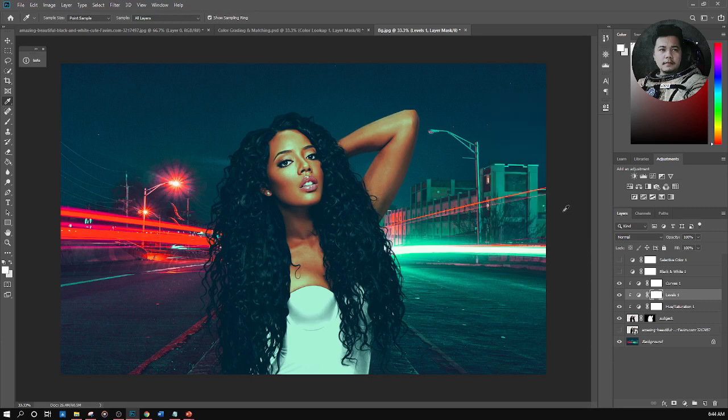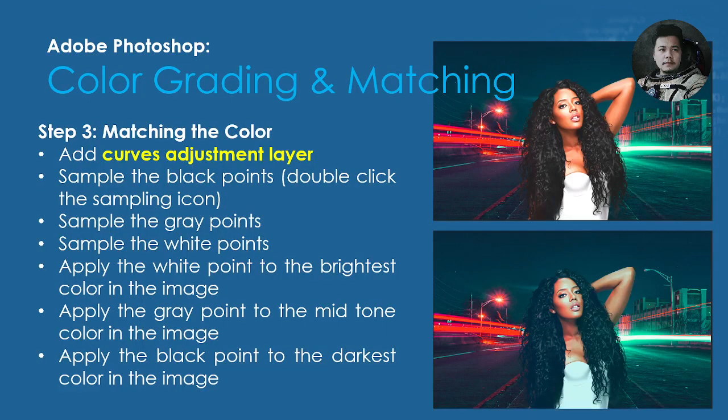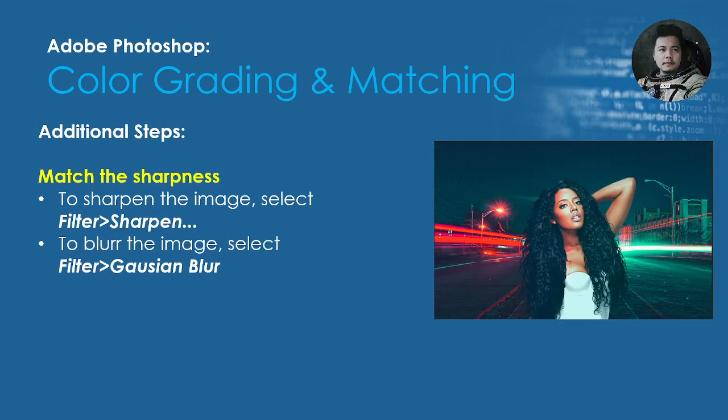Okay. All right. So as far as color grading and color matching goes, this is already working. This is already perfect. However, since this is a composition, let's continue. So there are some additional steps that you can do when doing composition. So first is matching the sharpness. To sharpen the image, select filter and sharpen. To blur the image, select filter and Gaussian blur.